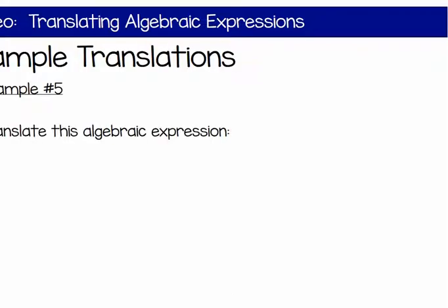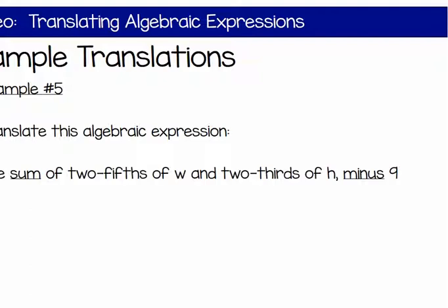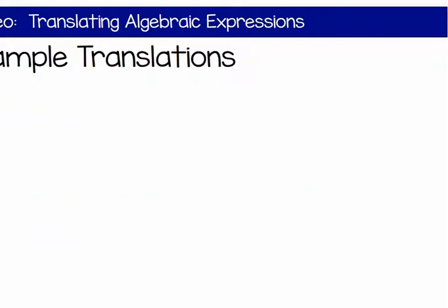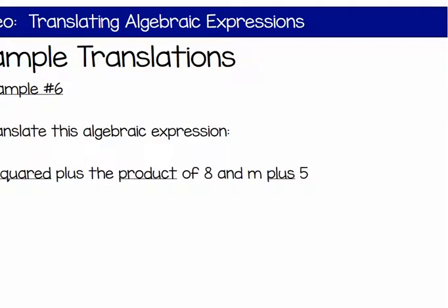Example 5. Translate this algebraic expression. The sum of 2/5 of w and 2/3 of h minus 9. So we want 2/5 of w plus 2/3 of h minus 9. Example 6. g squared plus the product of 8 and m plus 5. Solution, g squared plus 8 times m plus 5.